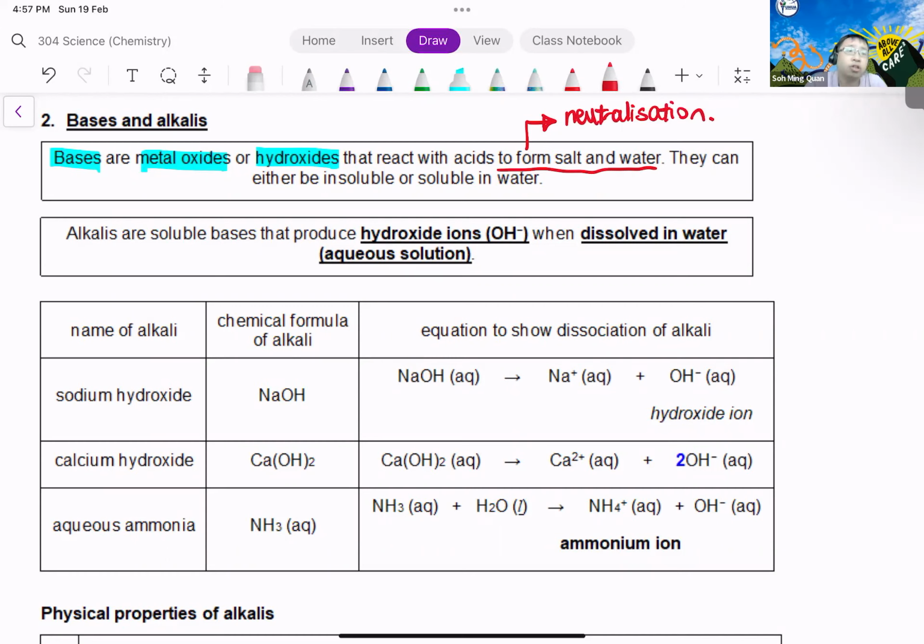So what is an alkali then? That day I went through this rather quickly. Alkalis are bases. So what's the difference? Alkalis are soluble bases. This means that they dissolve in water. Alkali is special. An alkali is a base that can dissolve in water, and when it dissolves in water, it forms hydroxide ions, OH minus, and that's why we say OH minus is responsible for alkaline properties.